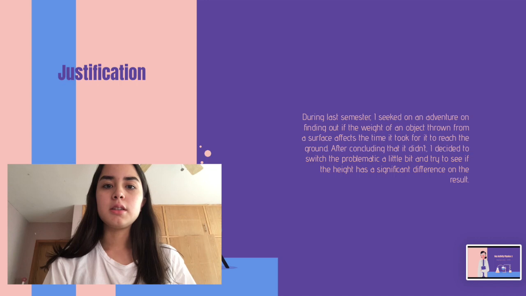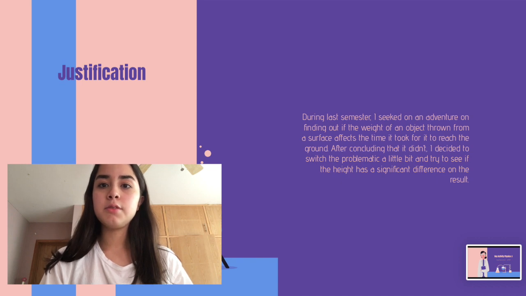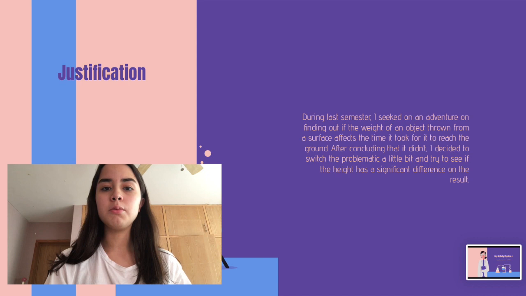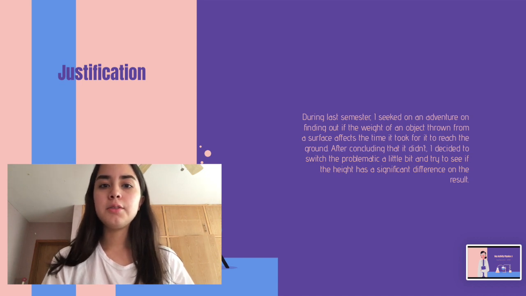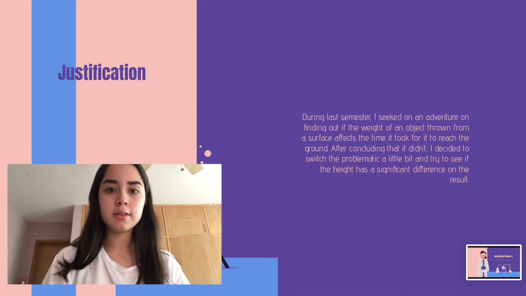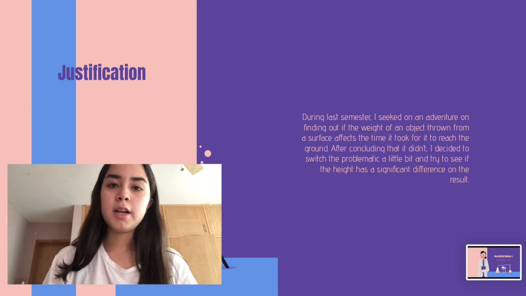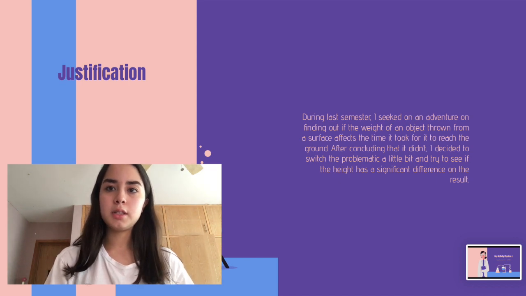Here's the justification. I chose to study the height and how it affects the time it takes an object to fall because last semester I focused on the weight, like how it affected the time it took to fall if the weight changed. Nevertheless, I discovered that this doesn't affect it, so this is why I decided to study it from another perspective.